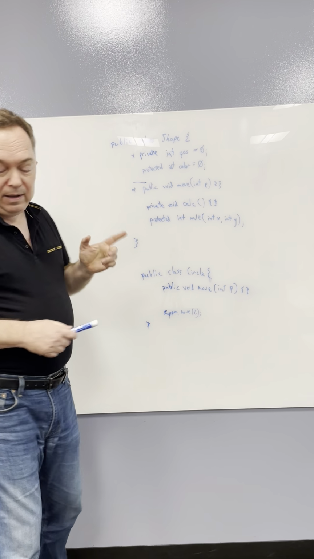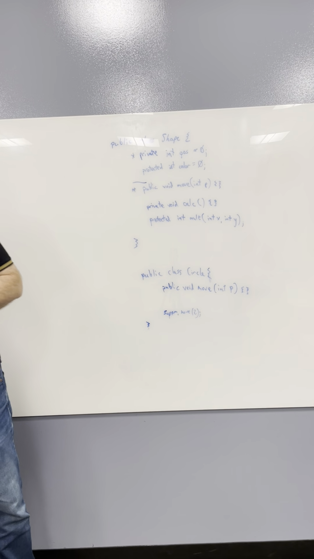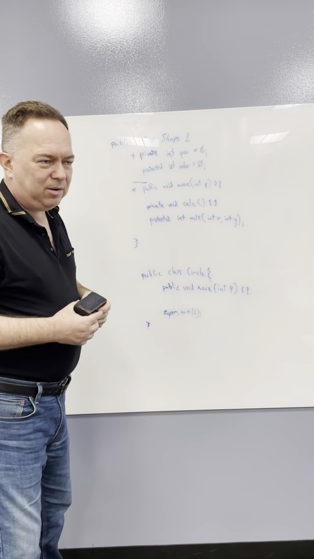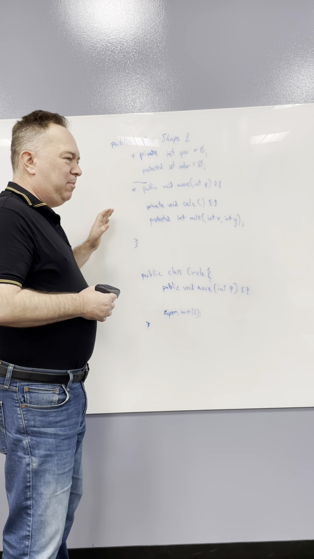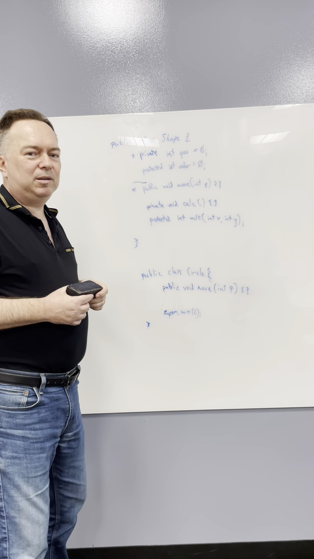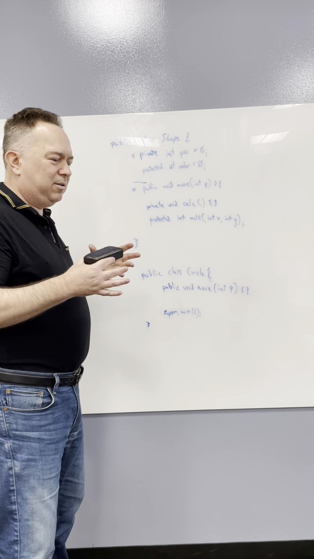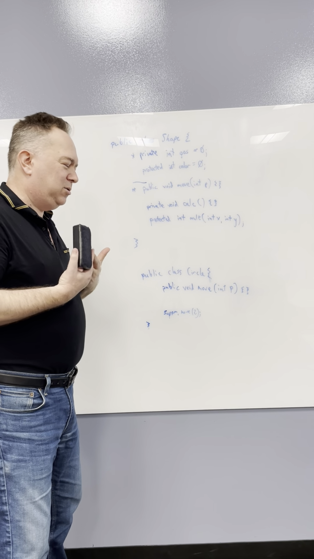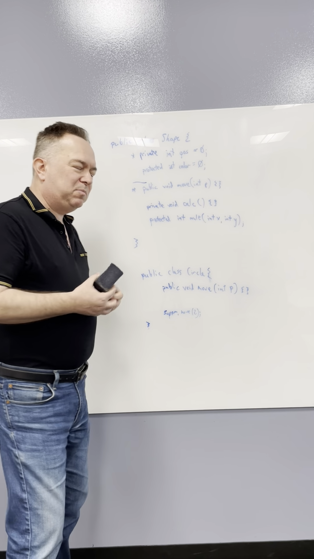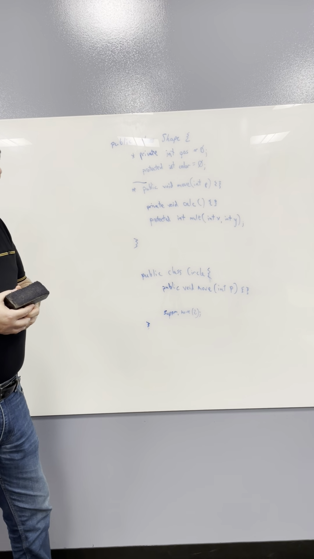Okay? I think that's it for inheritance. So this one's probably as complicated as the class concept, class and object. These two things work together. If you understand these, you have the hardest parts of object-oriented programming down pat.